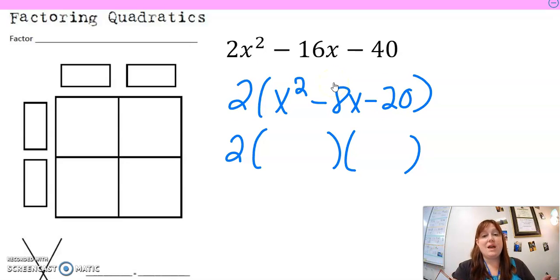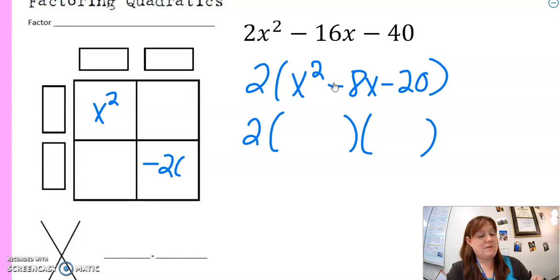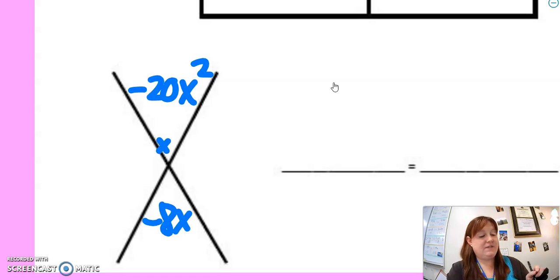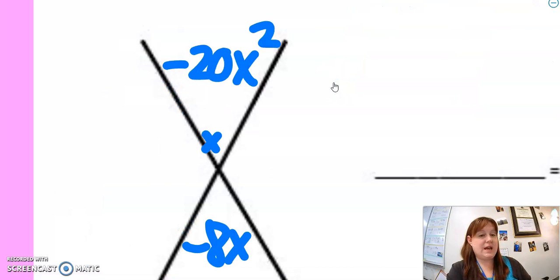Okay, so I need to figure out something. Let's see, I'll fill this out. x squared and negative 20. So that means they have to multiply to negative 20x squared, and they have to add to negative 8. So what multiplies to negative 20x squared and adds to negative 8?